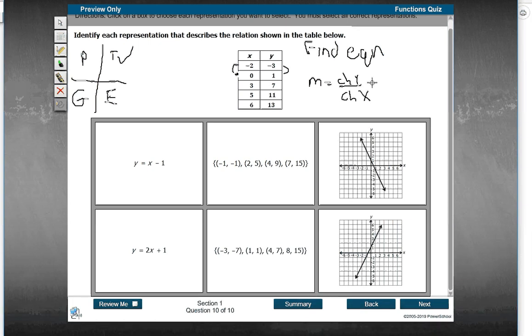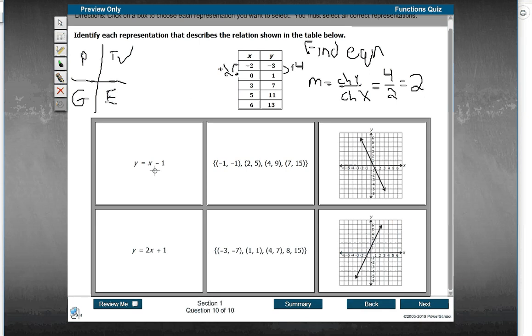All right, so let's see. If we're looking at this, we're going from -3 to +1. So this is going to be an increase of 4. And from -2 to 0, that's going to be an increase of 2. So for our change in y, it's going to be 4, and our change in x is going to be 2. And so that means our slope is going to be 2.